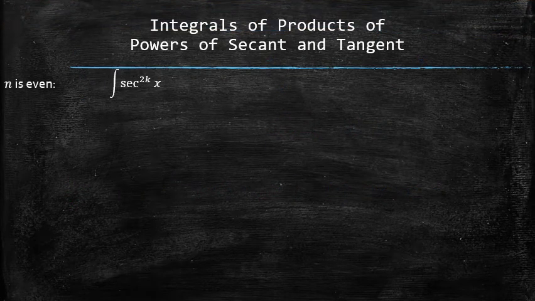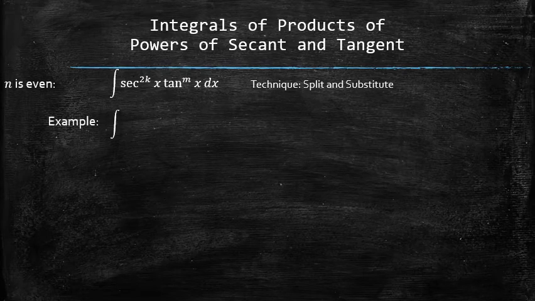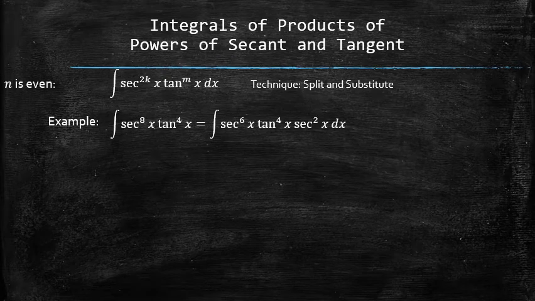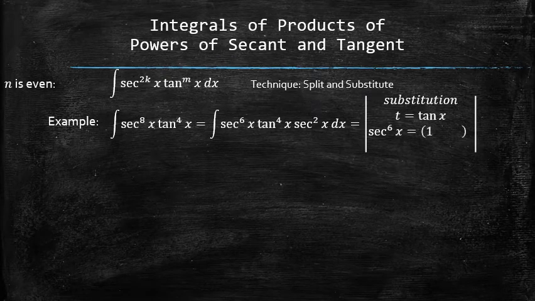When the power of secant is even, we can use the split and substitute technique in which we rearrange the integrand by chipping away a secant squared to create a recognizable pattern. Then we set up a substitution by setting a new variable, let's say t, equal to the tangent x, which leads to a simpler integral of a polynomial function in terms of t.